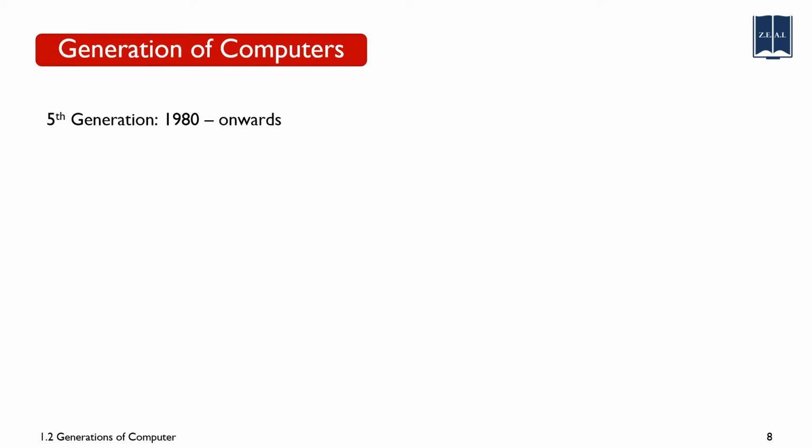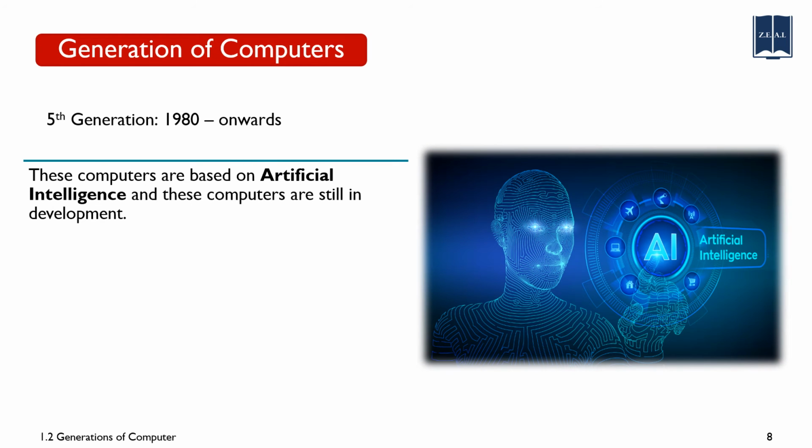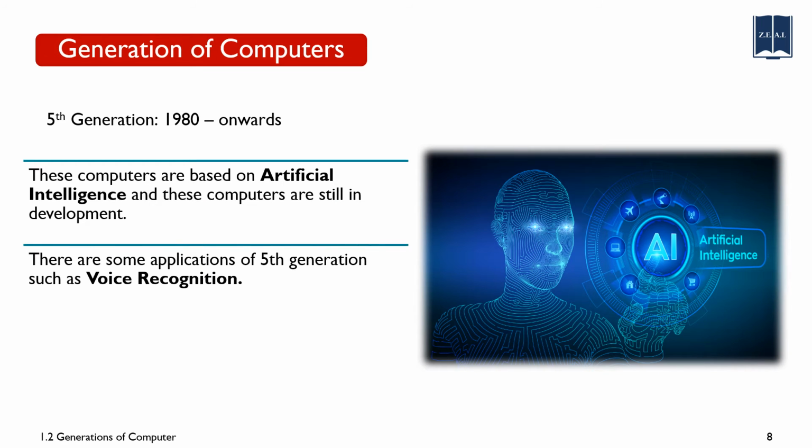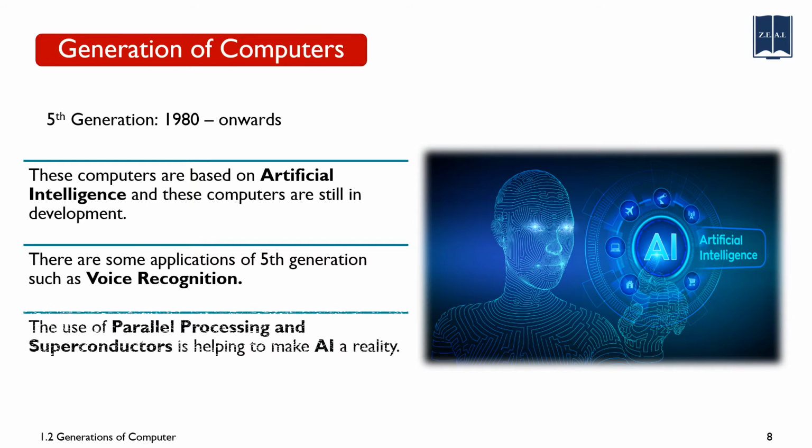Computer devices based on artificial intelligence are still in development, though there are some applications, such as voice recognition, that are being used today. The use of parallel processing and superconductors is helping to make AI a reality. The goal of fifth generation computing is to develop devices that respond to natural language input and are capable of learning and self-organizing.